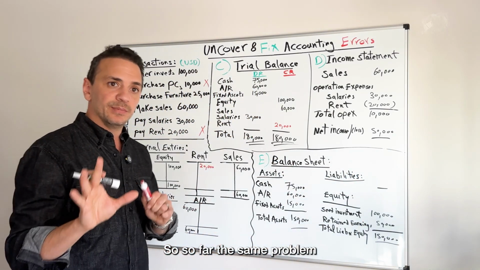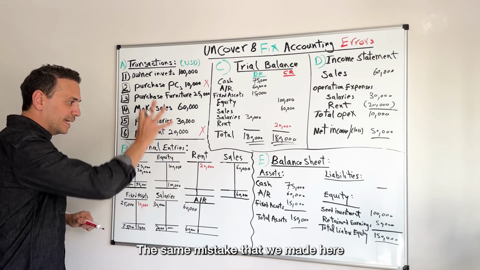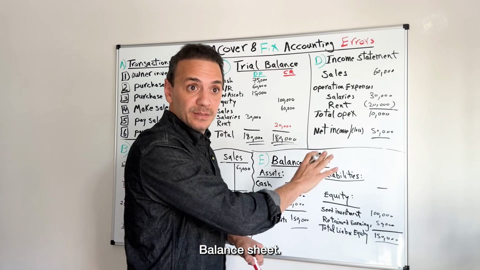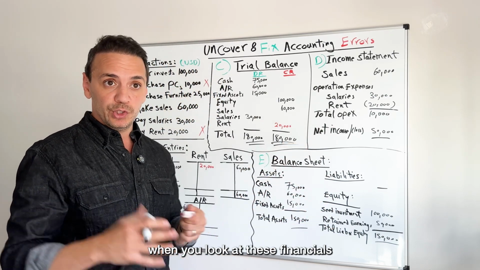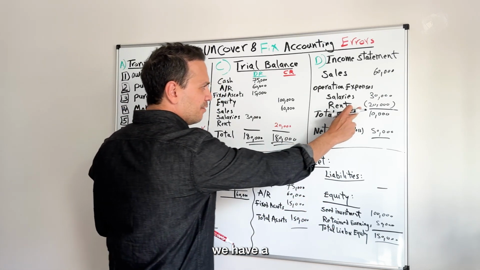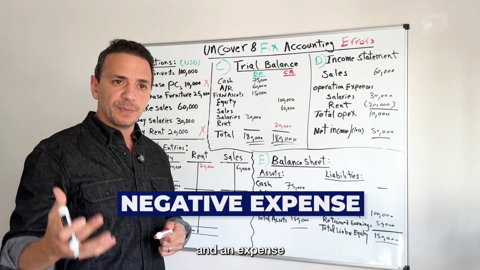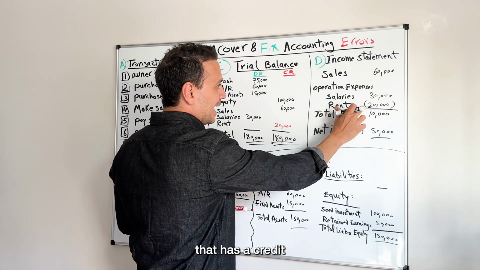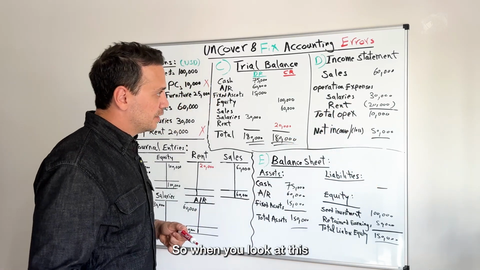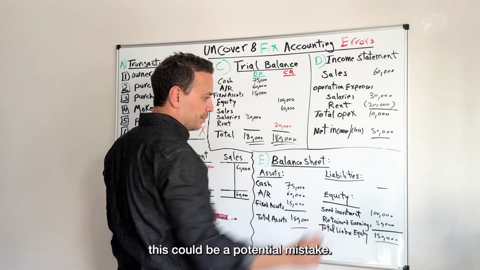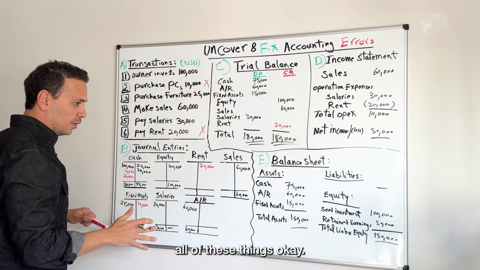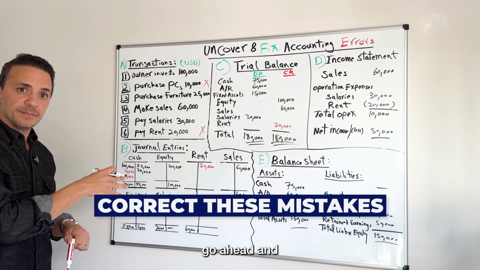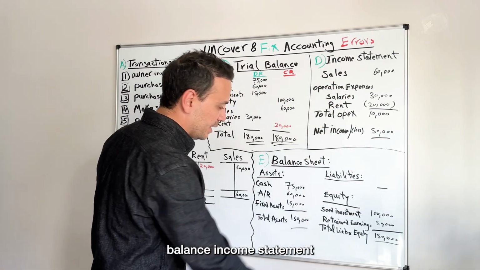So far, the same mistake that we made here is flowing to a balanced trial balance and a balanced balance sheet. But the problem that we have when you look at these financials, we notice that we have a negative expense. So whenever you have a credit in an expense, that's gonna spark a question. You always have a question when you look at an income statement that has a credit in an expense line item. So when you look at this, you say, okay, this could be a potential mistake, and that's gonna uncover all of these things. Okay, so now let's go ahead and correct these mistakes, and then we're gonna correct our trial balance, income statement, and balance sheet.